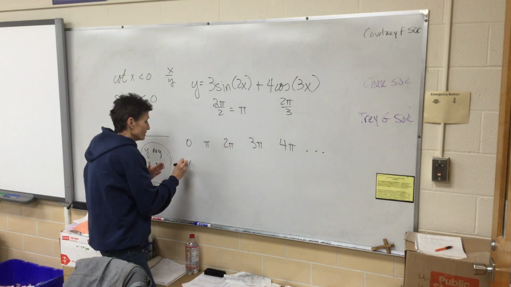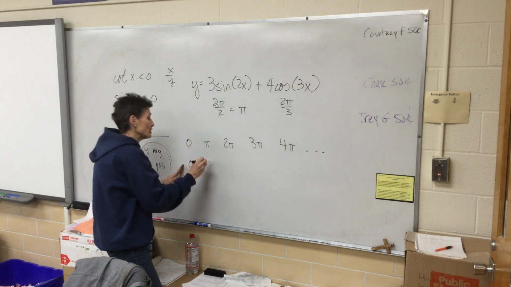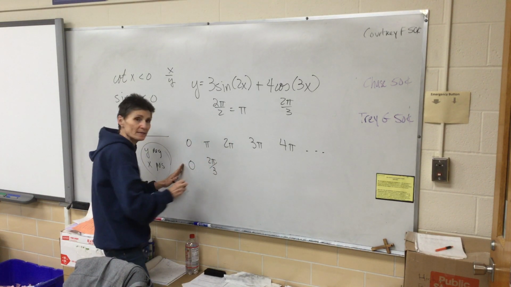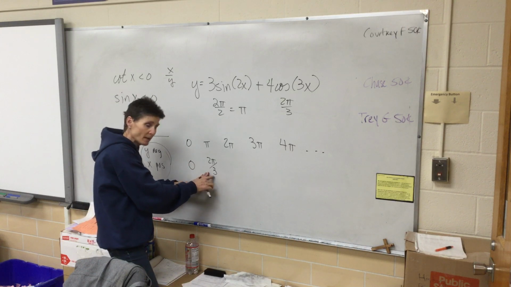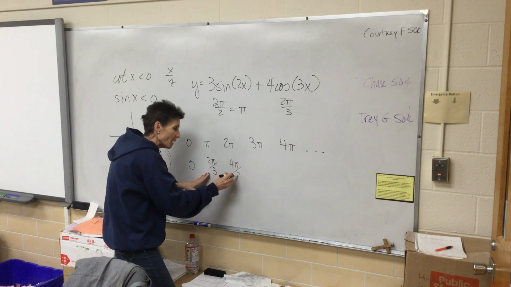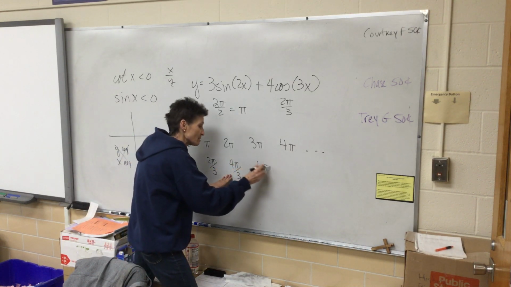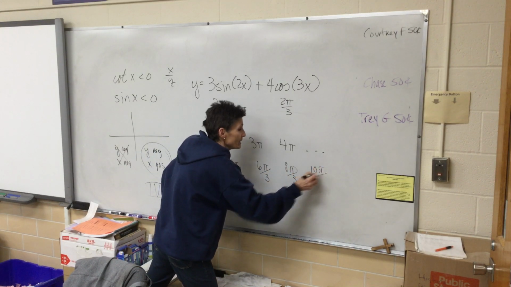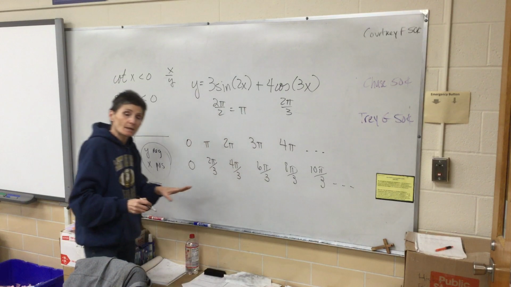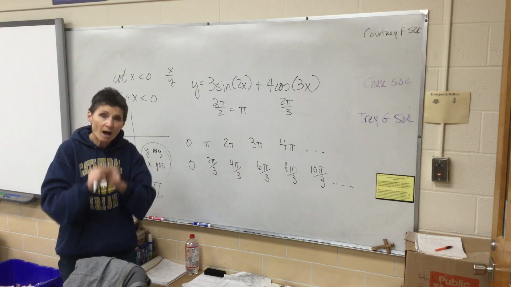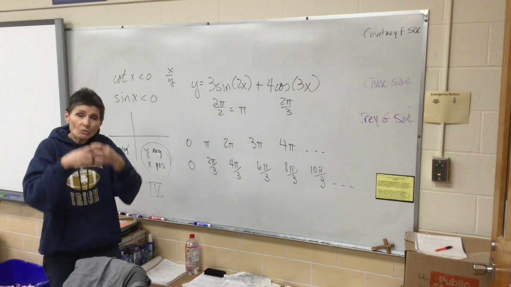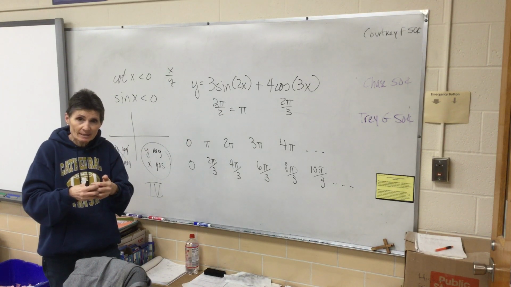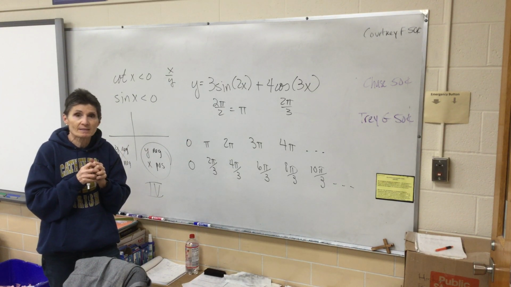This one starts at 0. Every 2 pi over 3 it repeats. So it repeats at 2 pi over 3, 4 pi over 3, 6 pi over 3, 8 pi over 3, 10 pi over 3, and so on. The first time they both start over again is the period of the composite.